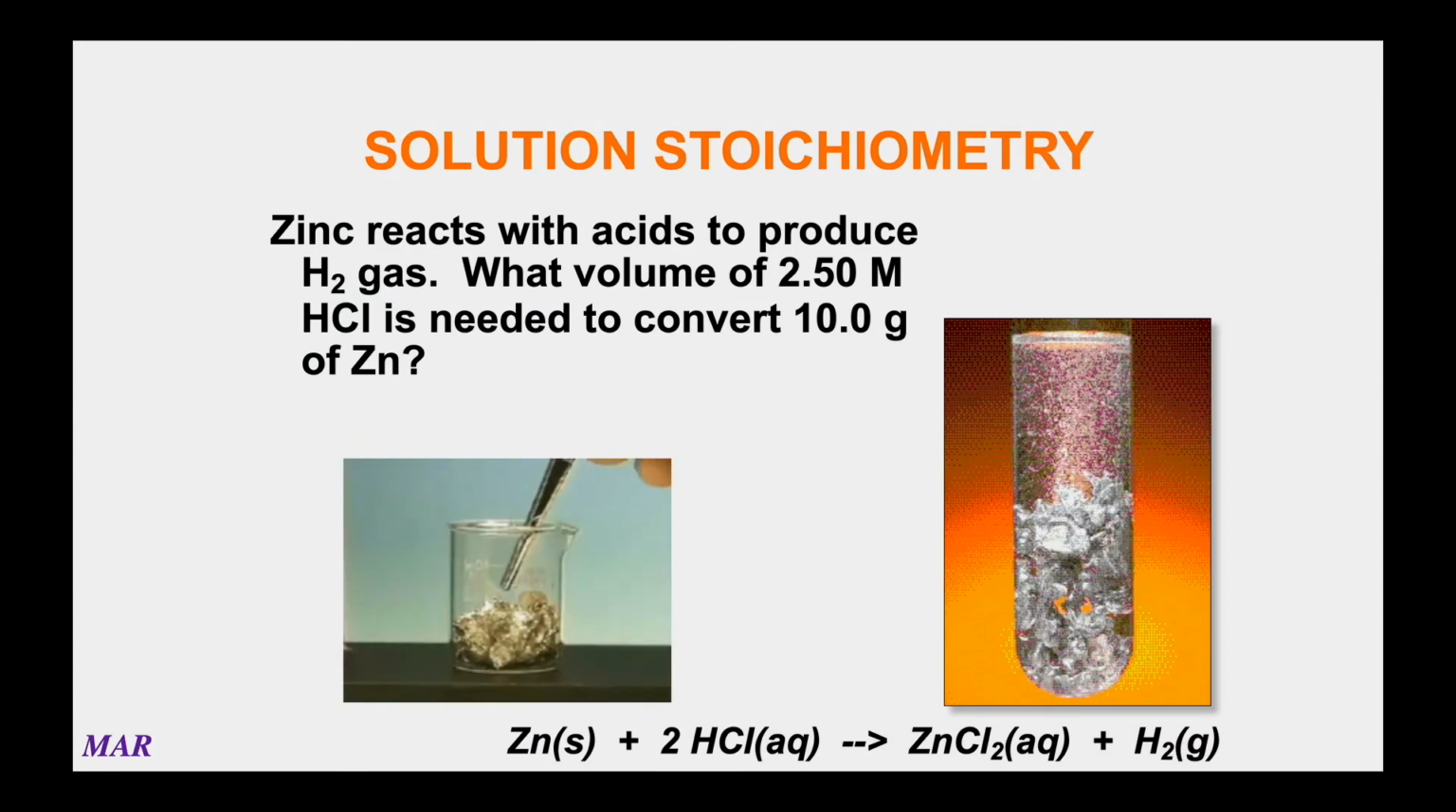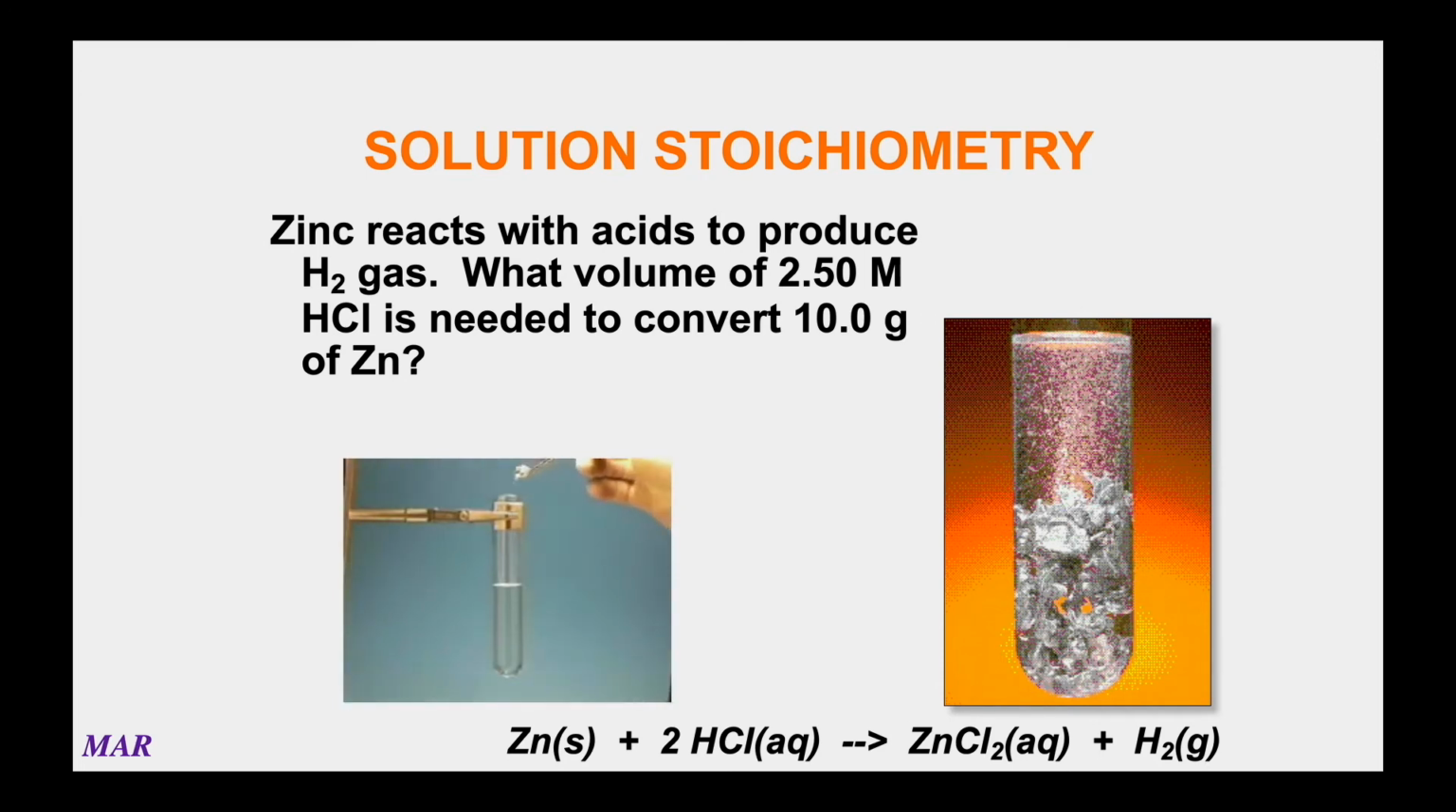The reaction of zinc and hydrochloric acid is both a gas-forming and a redox reaction. Zinc reacts readily with hydrochloric acid, and in this problem we have 10 grams of zinc, and we want to know what volume of 2.50 molar hydrochloric acid is needed to convert that 10 grams of zinc. And the reaction is down here.